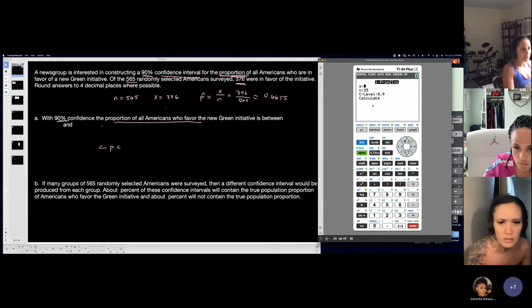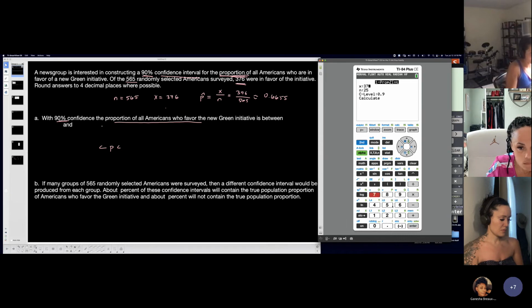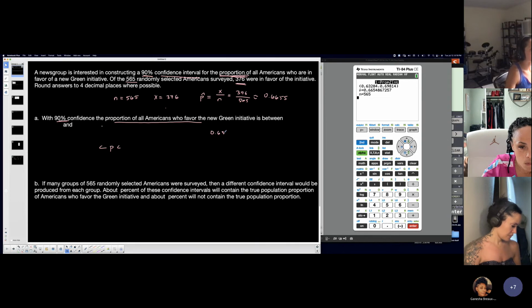Notice this time it's a little bit different in terms of what it's asking for than what we were asked for last week. My X value is 376. It asks me for that directly. My N is my sample size, 565. I want 90% confident, so 0.9. Remember the C level is confidence level, always in decimal form. Boom. It gives me my interval in interval notation. I'm going to write that over here. So 0.6328 to 0.6981 in interval notation. So that's my answer.